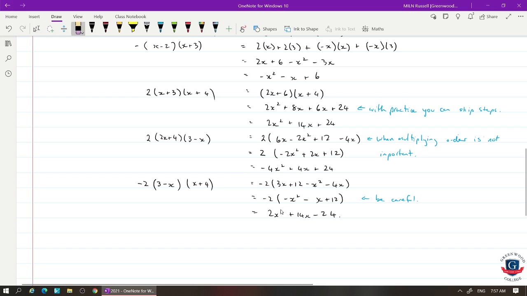Now, multiplying this through, negative times negative is positive, 2x squared, negative times negative is positive, so positive 2x, negative times positive is negative, negative 24.